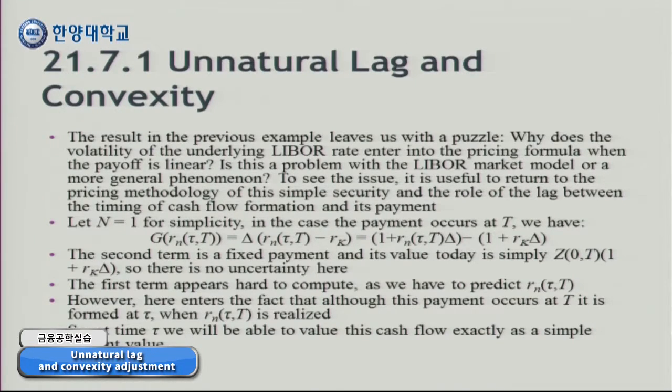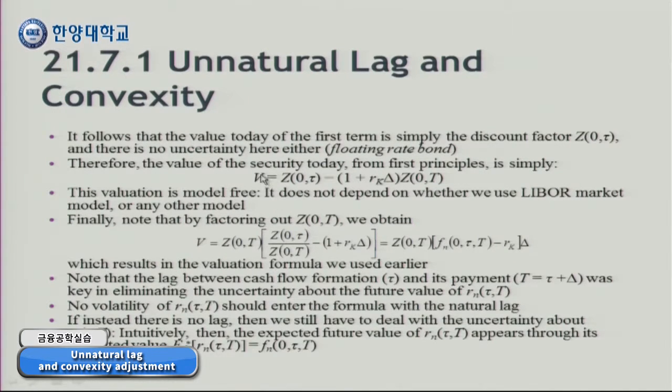However, although this payment occurs at time T, it is formed at time tau when R at tau T is known. So at time tau, we will be able to value this cash flow exactly as a simple present value, right? So this is very critical. If R is known, the first term is simply the discount factor Z0T, and there is no uncertainty here either. It is a floating rate bond at time tau. Therefore, the value of simply V is Z0 tau minus (1 plus Rk delta) Z0T, right?